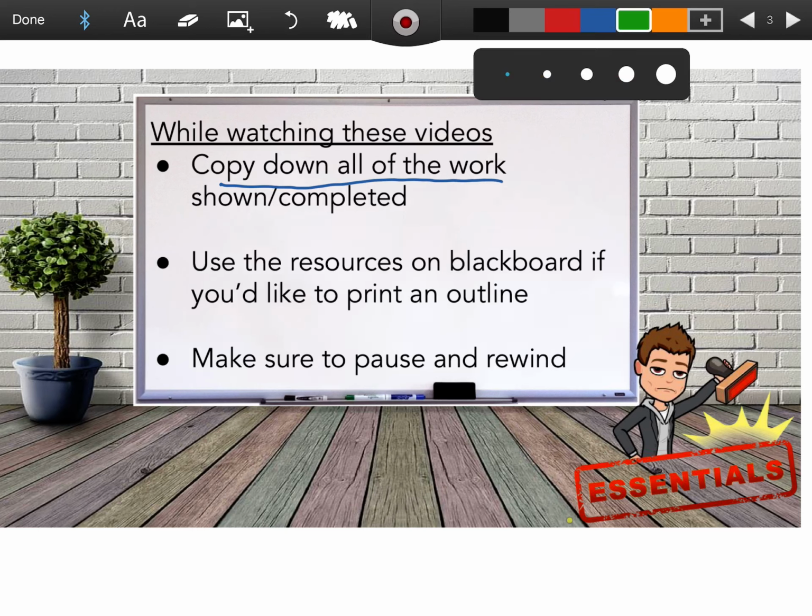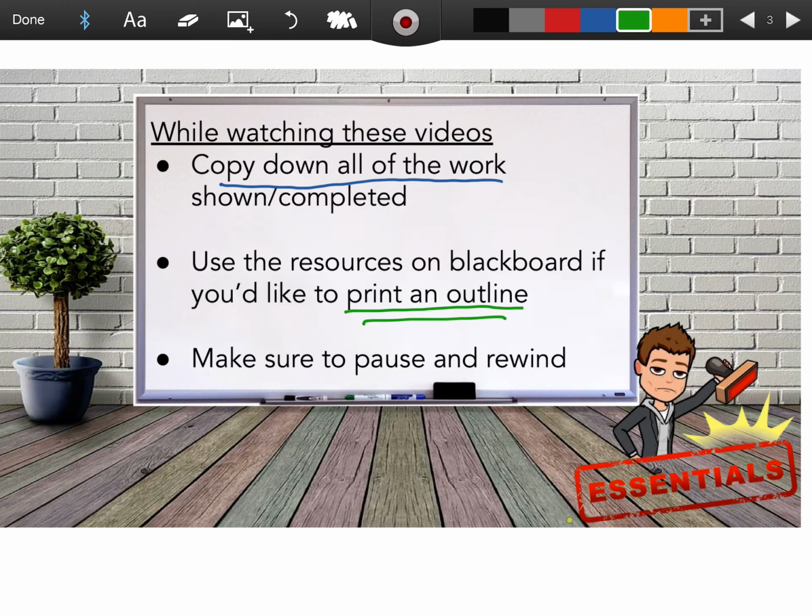In addition, if you're not the biggest fan of writing down everything you see, you're totally encouraged to print out an outline of the practice from Blackboard. I'll do my best as we move through the year to make sure that those are posted consistently. So please be on the lookout for them and let me know if I don't post one for some reason.